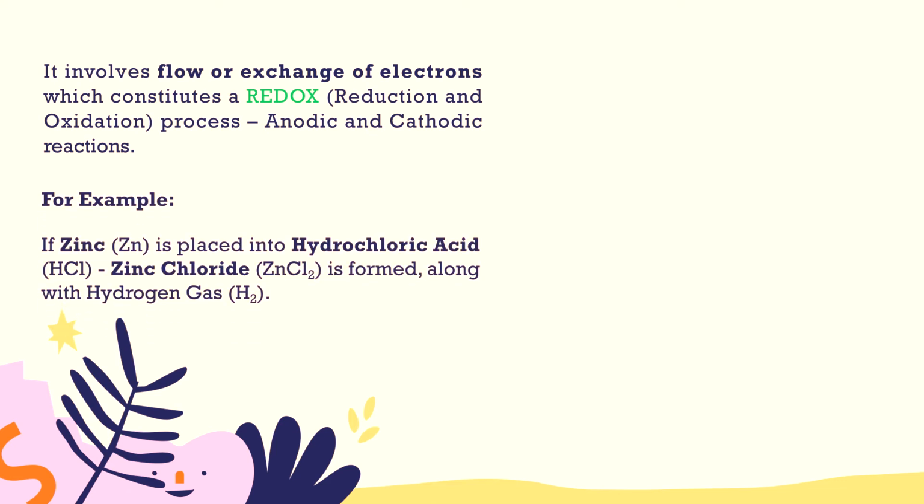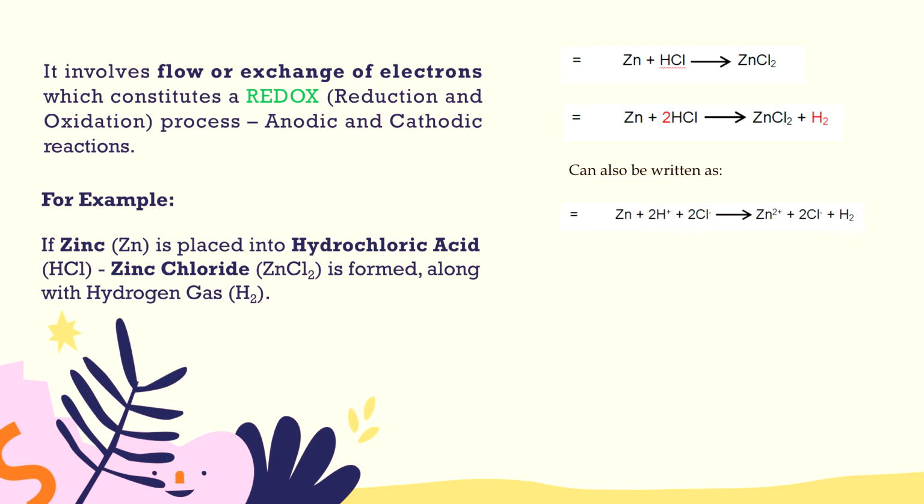For example, if zinc, Zn, is placed into hydrochloric acid, HCl, zinc chloride is formed, along with hydrogen gas, H2. To balance the equation, we are going to add a base 2 beside the HCl, and hydrogen gas, H2, on the right side of the equation. The equation above can also be written as this one. Since 2Cl is located on both sides of the equation, we can cancel it out. Then this will be our final balanced equation.